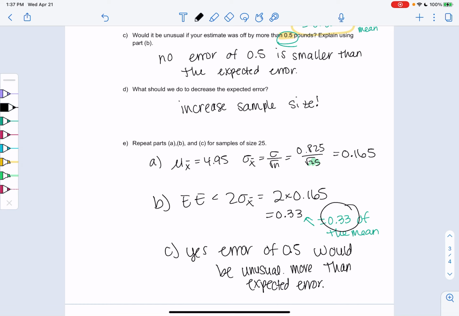And so all of these formulas were in 7.3 and 7.4 because we're looking at means, right? 7.1 and 7.2 were proportions, 7.3 and 7.4 were means.